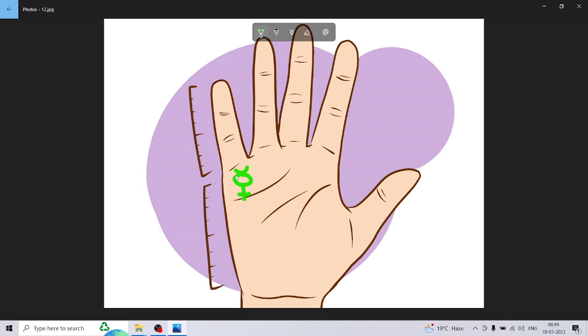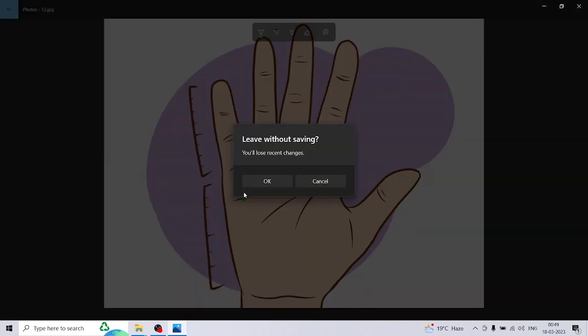Okay guys, so this is the symbol of Mercury. You have to make it below your pinky finger. This whole area below the pinky finger is the mount of Mercury. Remember this, guys, okay? This symbol is the symbol of Mercury. This is going to be amazingly good for you. So this one is for Mercury.